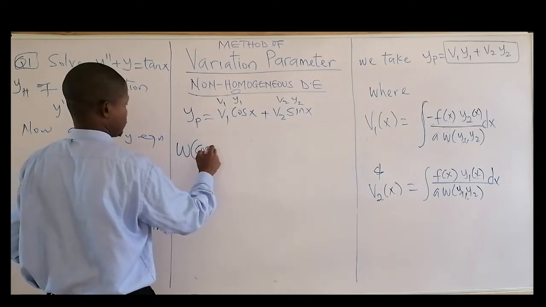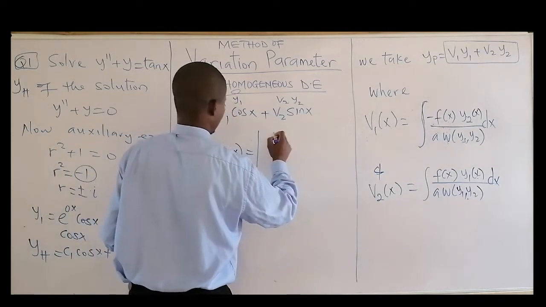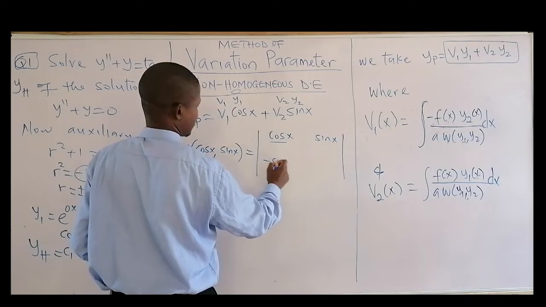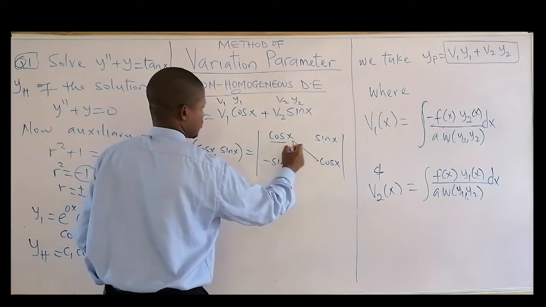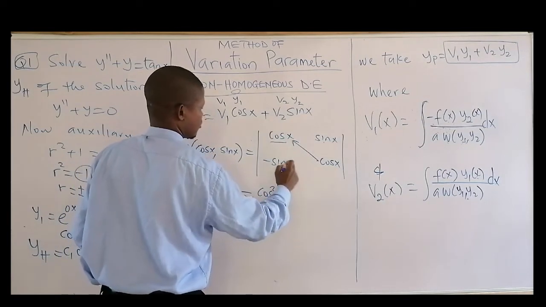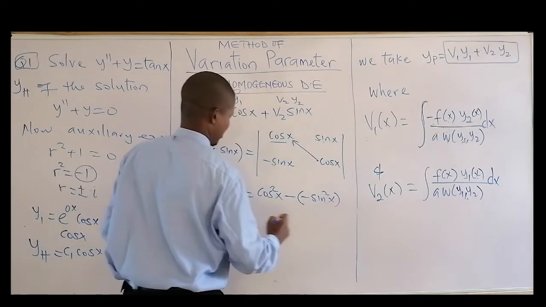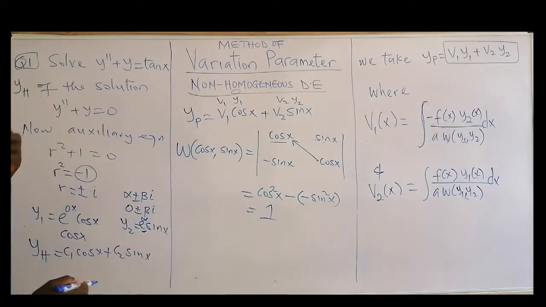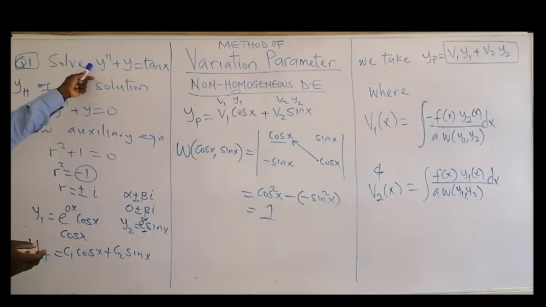Then we can get the Wronskian of y1, that's cos x, and sin x. Which is equal to the determinant: cos x, sin x; then the derivative of cos x is minus sin x, and the derivative of sin x is cos x. So finding the determinant, this gives cos square x, and then minus times sin x times minus sin x, which is sin square x. Minus times minus is plus, and cos square x plus sin square x is 1. And we check your differential equation: the coefficient of the second derivative is 1, so your A is 1.